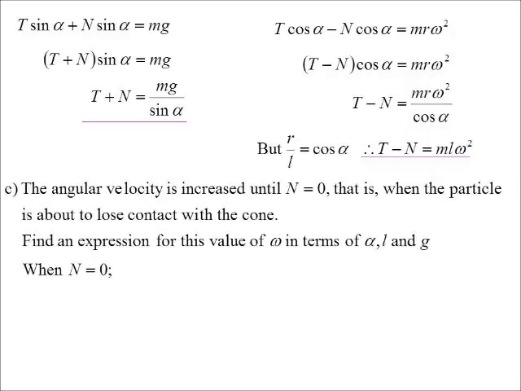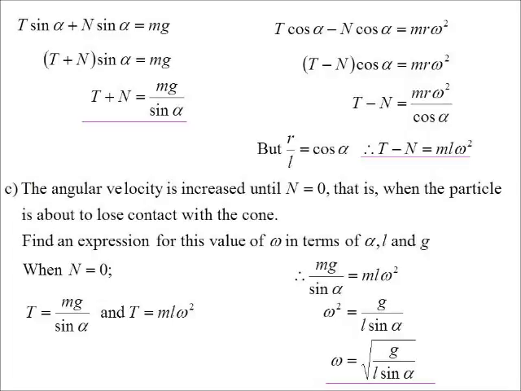So when N equals 0, T is mg on sine alpha. That's from my first expression. But I also know T will be m L omega squared. Well, it's the same tension. I can't change that. So therefore, I can eliminate the T. Mg on sine alpha is m L omega squared. Let's make omega the subject. And there is our answer. The square root of g on L sine alpha.